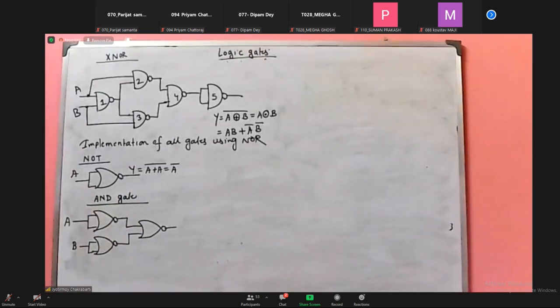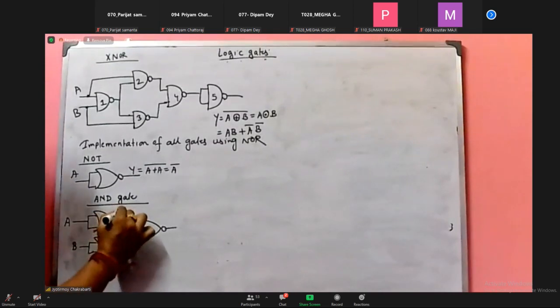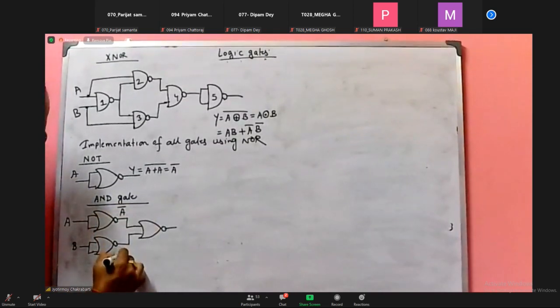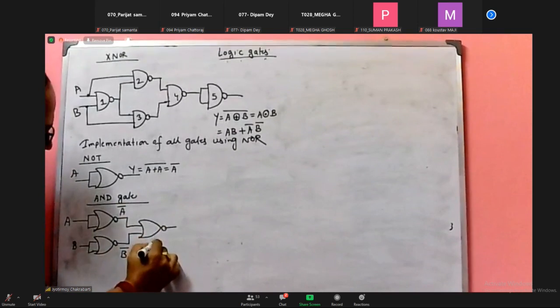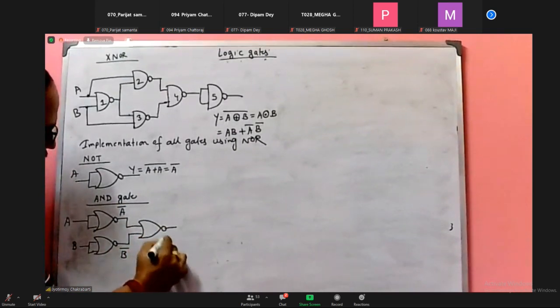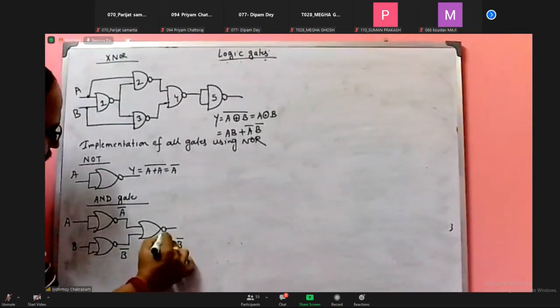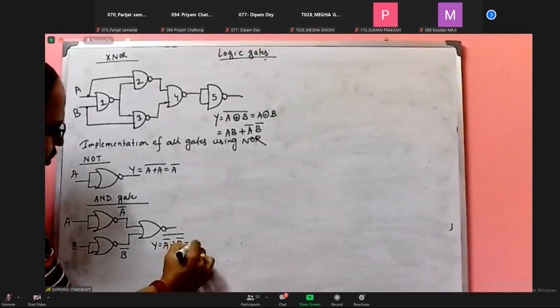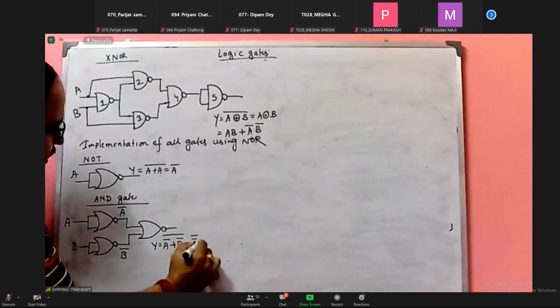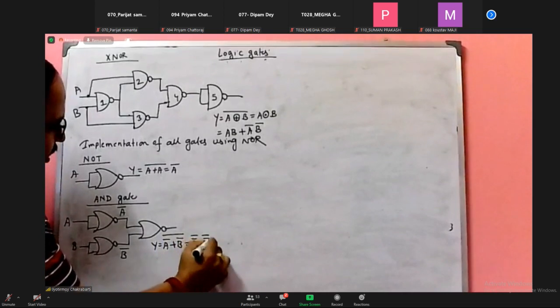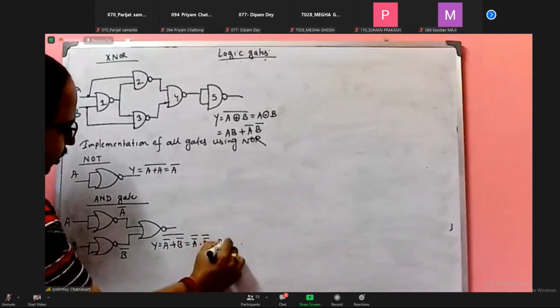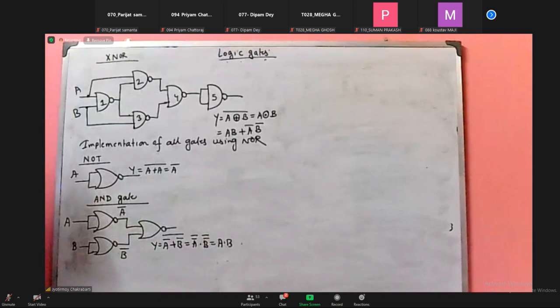This is the AND gate. How is this the AND gate? This is A bar. This is B bar. Now this is y equals A bar plus B bar, whole bar. That is equal to A double bar dot B double bar, that is equal to A dot B. Okay. This is the AND gate. And what is our OR gate?